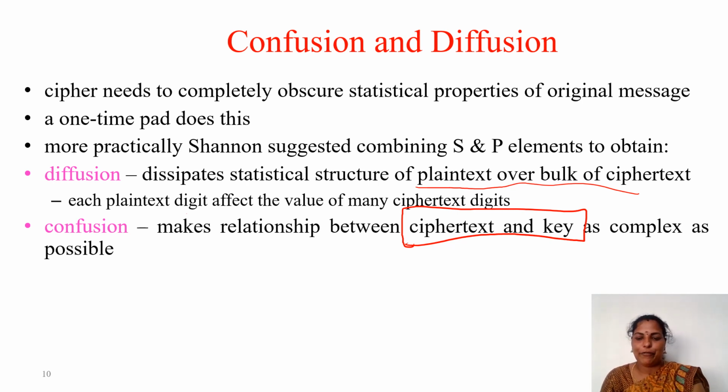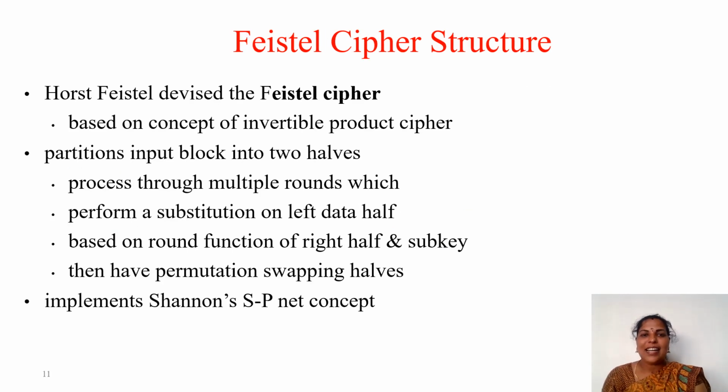That is the diffusion. Next is a very important structure, the Feistel cipher structure. This Feistel cipher structure was devised by Horst Feistel. So the inventor has given his name to the cipher. In many ciphers, the authors or inventors give their own names. So we may also see some of your names in ciphers in the future.